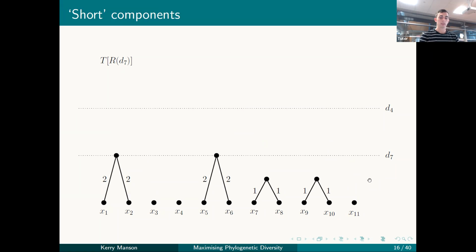And again, we made the observation that if we look at any of the MaxPD sets from earlier, there will never be 2 species appearing which share one of these short components. So the short components tell us when 2 species are too close to really give the maximal PD score on this tree.